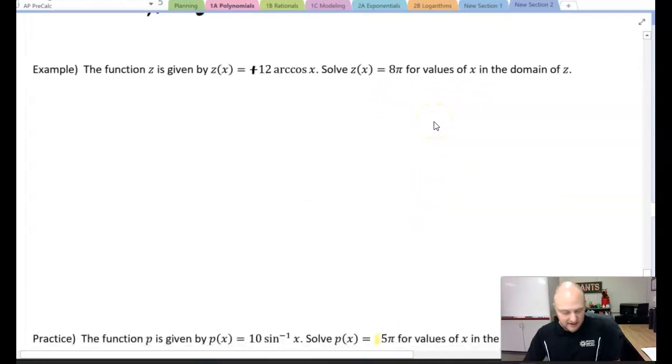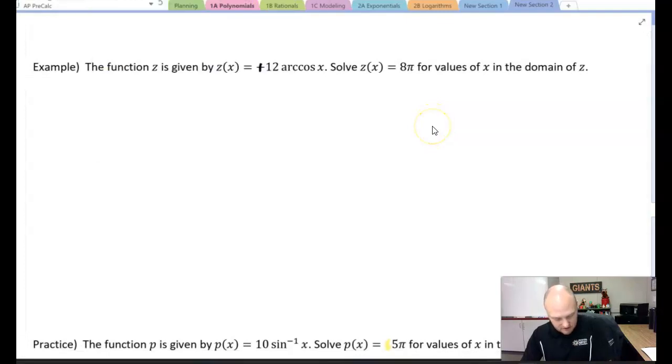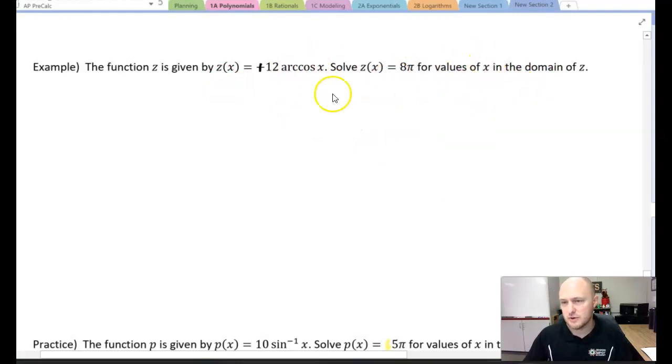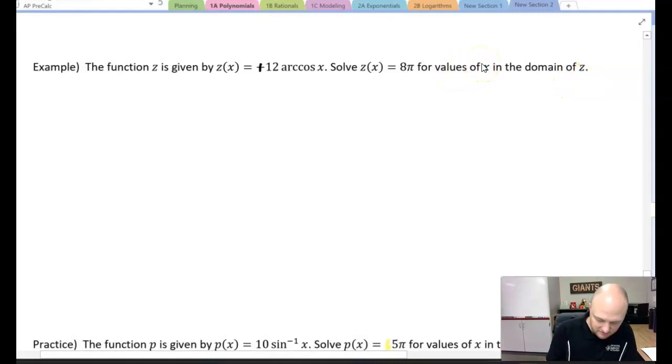Okay, let's look at this example. It has to do with domain restrictions and range restrictions with arc cosine, because otherwise they don't equal each other. So the function z is given by 12 arc cosine of x. Solve for z of x equals 8 pi for values of x in the domain of z. So I want to set z of x equal to 8 pi.